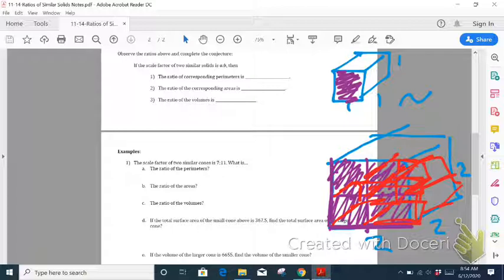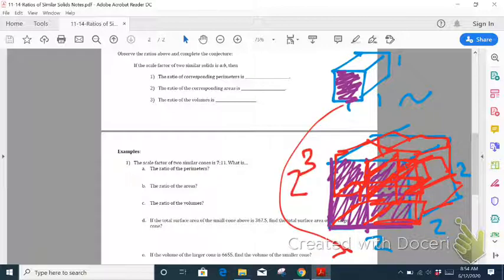You'd be able to fit 4 of those cubes on the bottom and 4 of those cubes on the top, meaning you could fit 8 of the original cubes in this bigger cube, because the volume got 8 times bigger because the scale factor was 2. 2 cubed is 8.